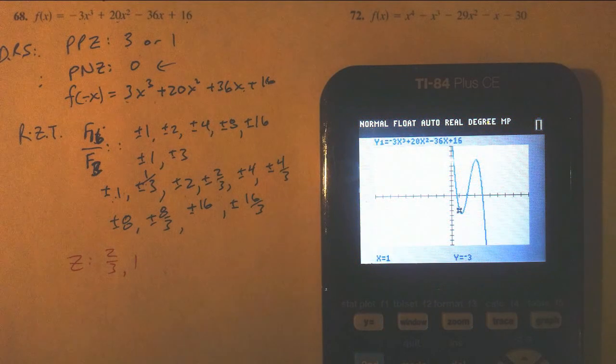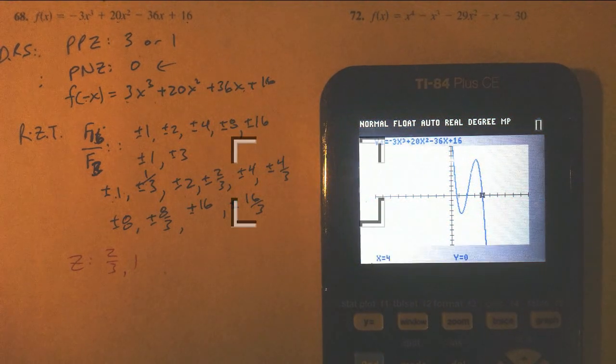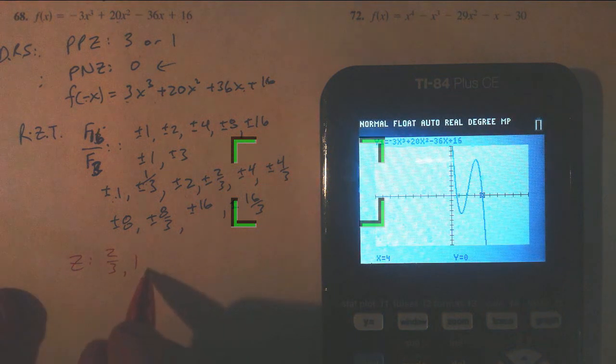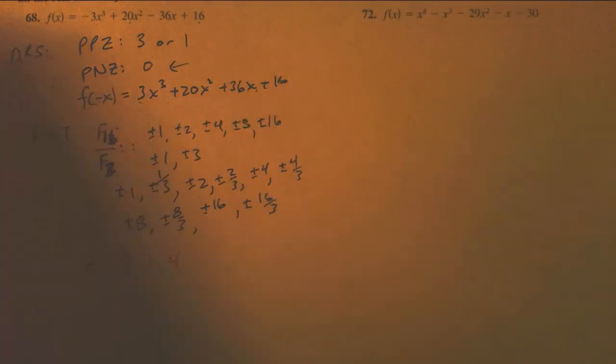Looks like maybe 3. 3's in my list, isn't it? Is 3 in my list? 1, 2, 3. Oh no, 4. Looks like maybe 4. 4's in my list. And 4. Okay. So this is pretty cool now.